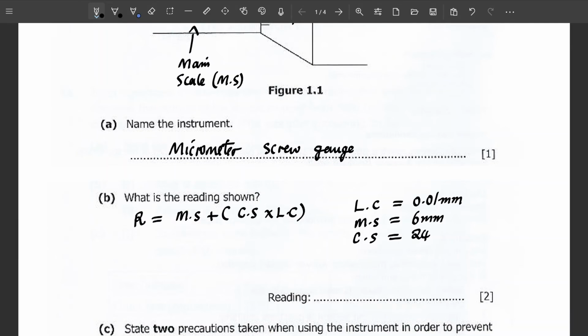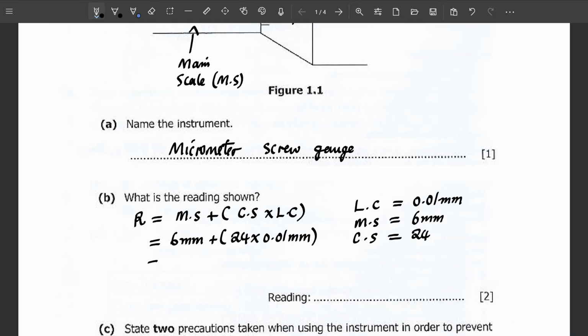Don't give this 24 any unit. So reading equals main scale, 6 millimeters, plus, open brackets, circular scale, 24, times least count, which is 0.01 millimeters.